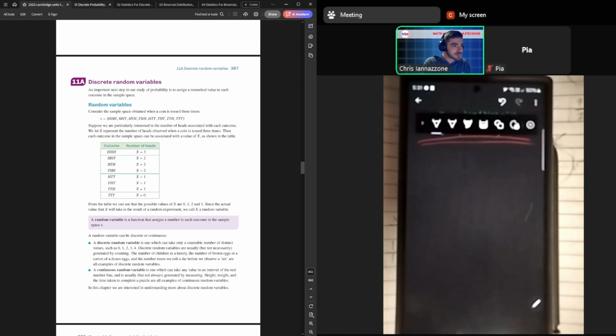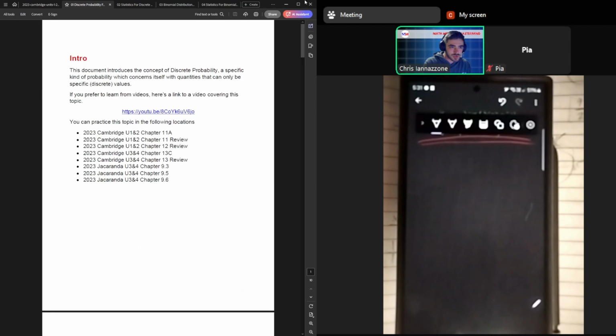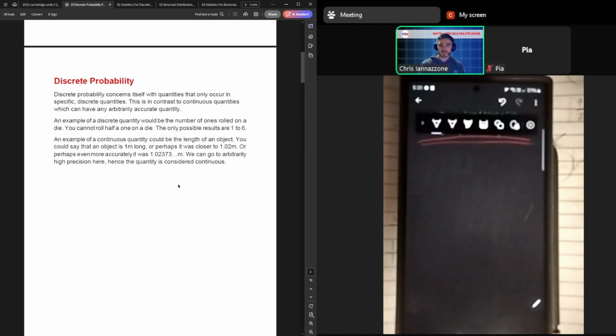All right, so this one's going to cover some more probability stuff. Class 3 is having a probability theme. We're going to start looking at discrete probability. How this differentiates from other kinds of probability is that we're looking at things that can only occur in very specific quantities.